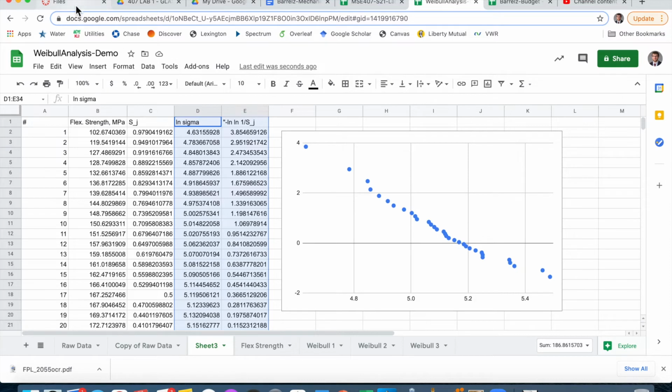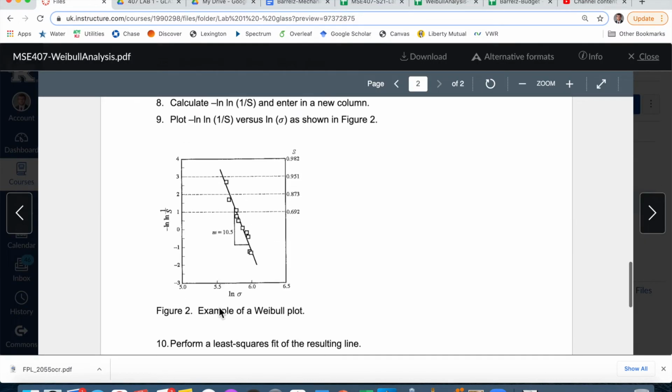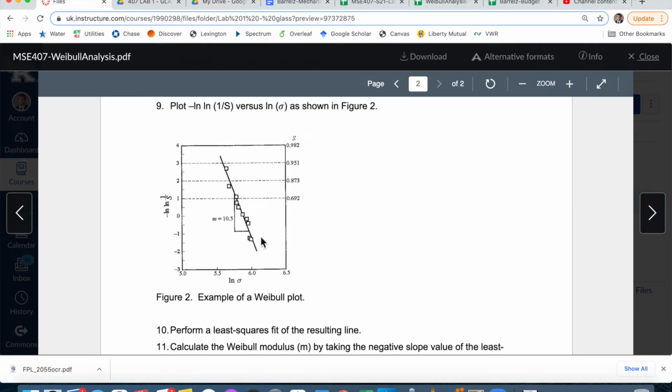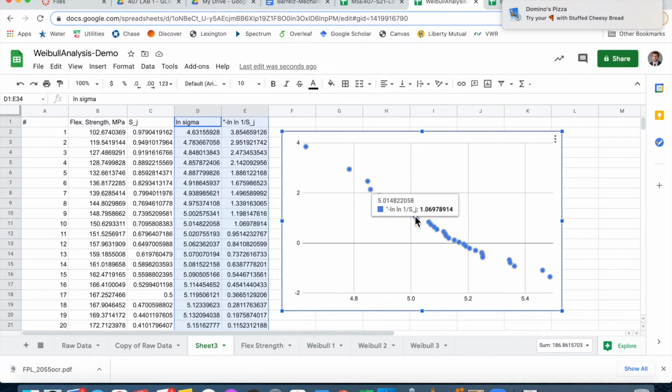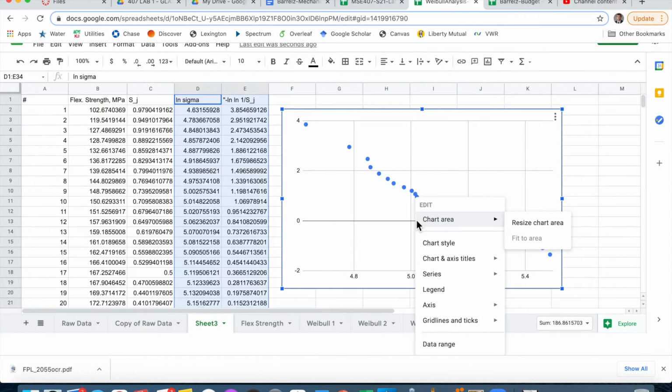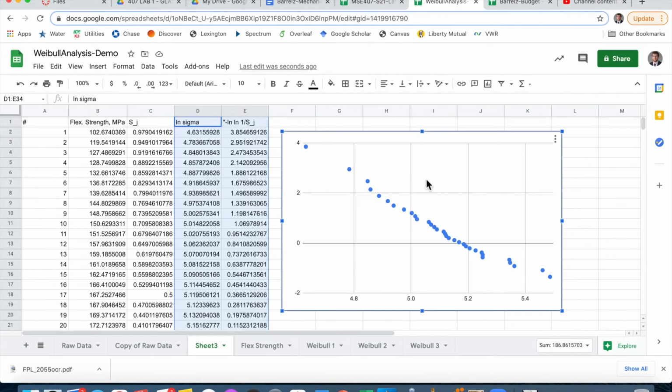And again, if we go back to the plot here, you see that it has a similar trend such that we have a negative of the Weibull modulus. So we have a negative slope here. And so that's what we're getting here. All right. So in Excel and in this, we can right click on the data series. Let me do that again.